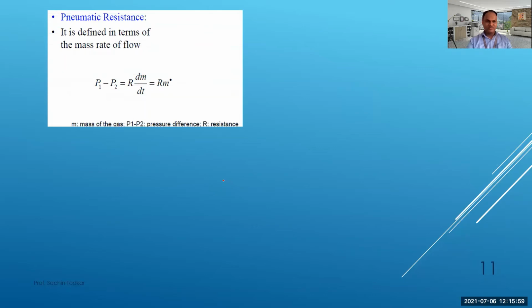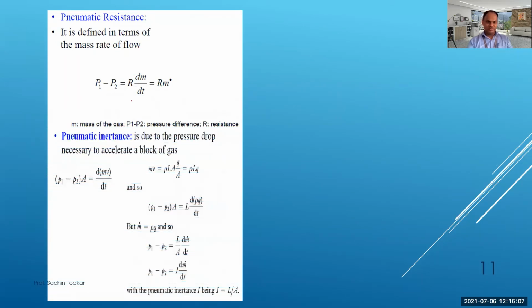Now in case of pneumatic resistance, resistance is defined in terms of mass flow rate. So resistance will be R into dm by dt, or m dot. Dm by dt is nothing but m dot, the mass flow rate of the gas. P1 minus P2 is the pressure differential and R is the resistance.